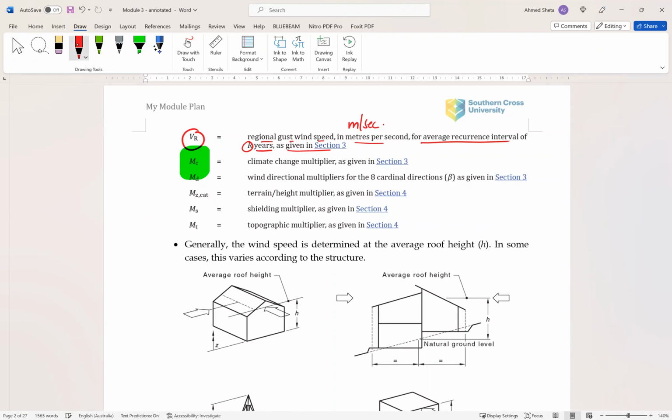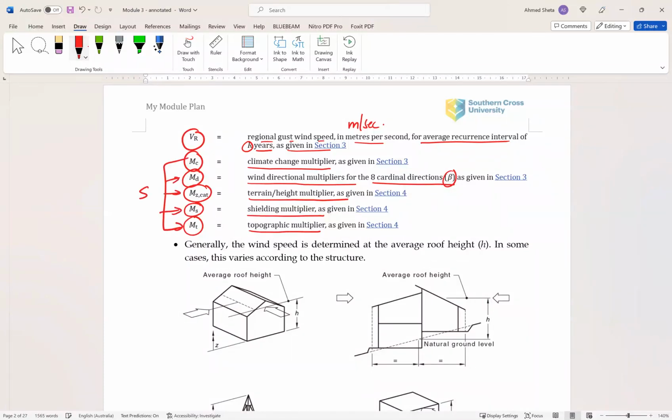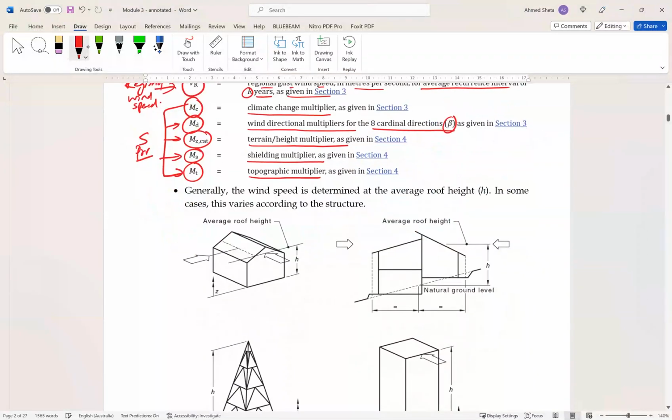MC is the climate change multiplier. MD is the wind direction multiplier for 8 cardinal direction beta. MZ cat is the terrain height multiplier. MS is the shielding multiplier. MT is the topographic multiplier. So as we said, we have 5 parameters to calculate, and the regional wind speed. So we have all these parameters to find the site wind speed.